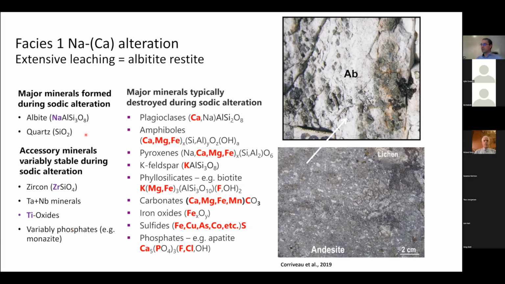But in certain instances, all of these elements can also become mobile during sodic alteration. And then everything else is destroyed. So any other primary silicates and sometimes even carbonates are completely destroyed. And then we have this type of albitite as the sodic metasomatic activity is progressing.